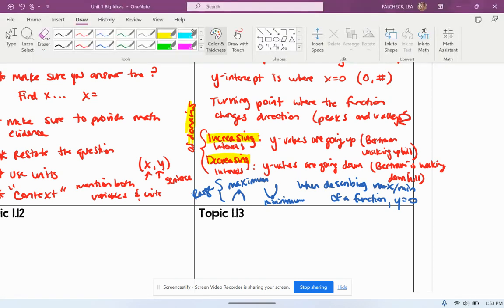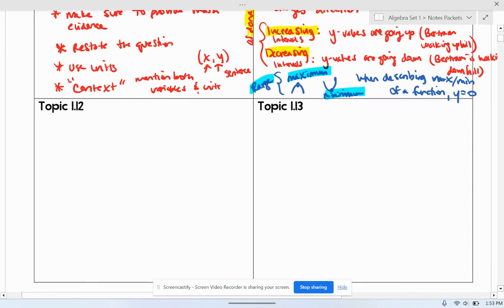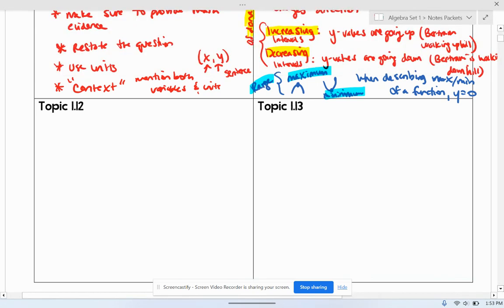And then we use the range to describe where maximums and minimums are occurring. Okay. 1.12 was transformations, your favorite. So we have the parent function f of x. If we are thinking about transforming f of x and we have x minus some number, that's going to be a transformation to the right.